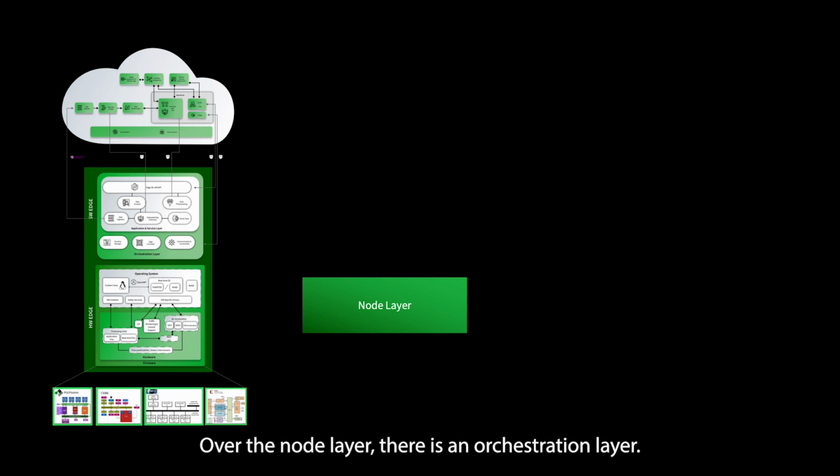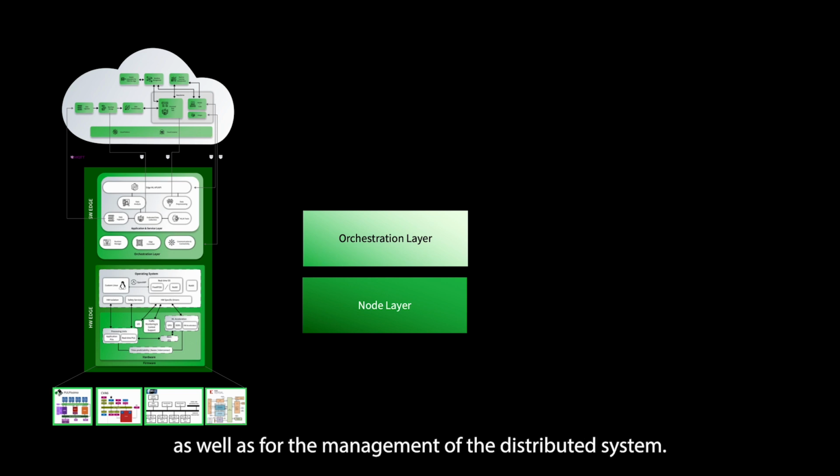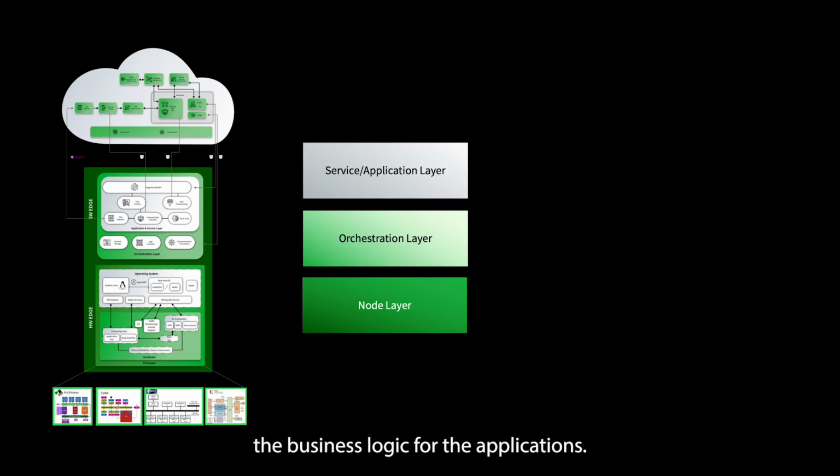Over the node layer, there is an orchestration layer. It is responsible for the orchestration of the components and services of the system, as well as for the management of the distributed system. Finally, the application layer includes the business logic for the applications. On this layer, specific functionalities are built as microservices in containers and deployed over the nodes.